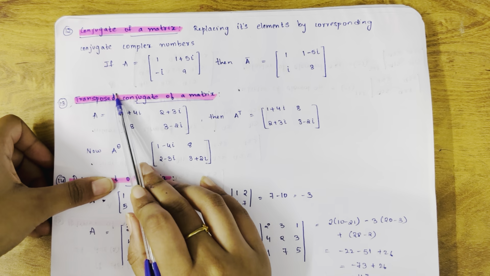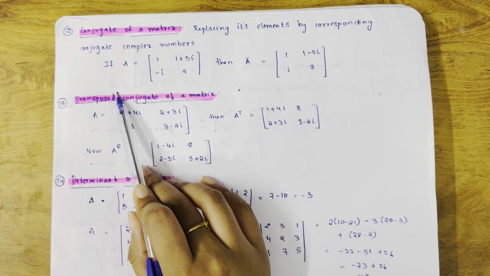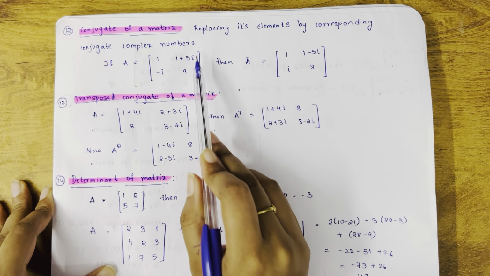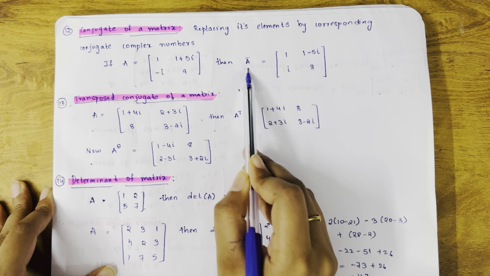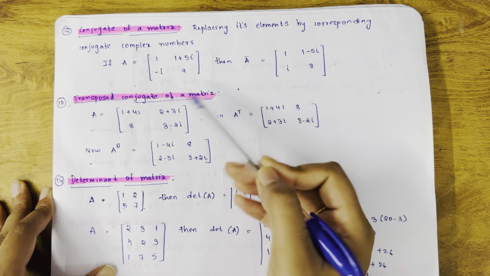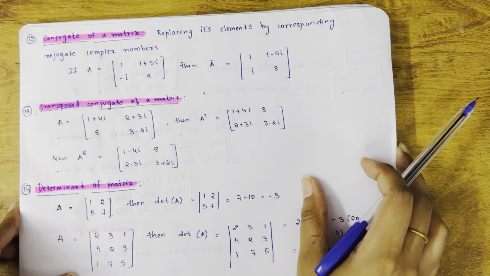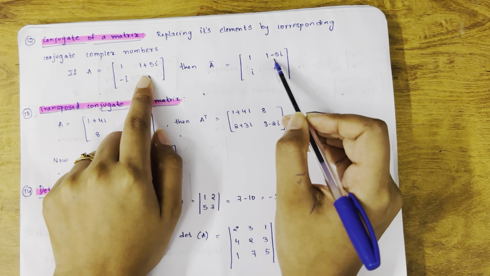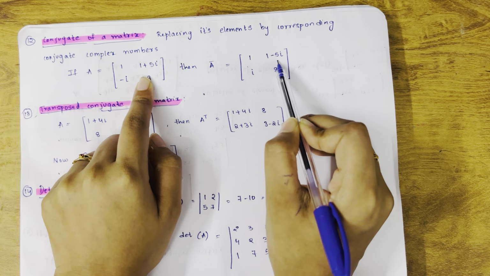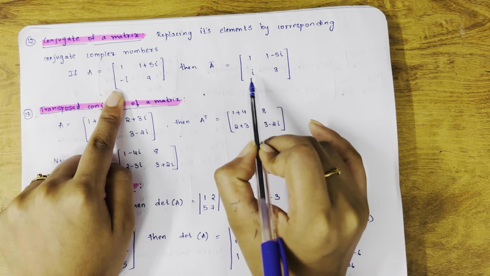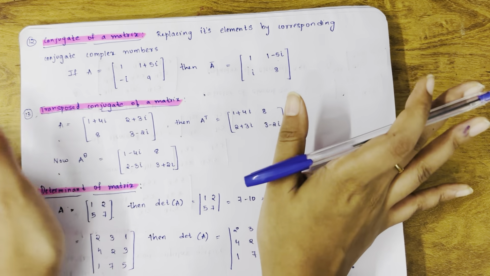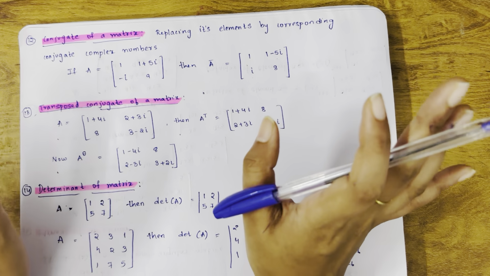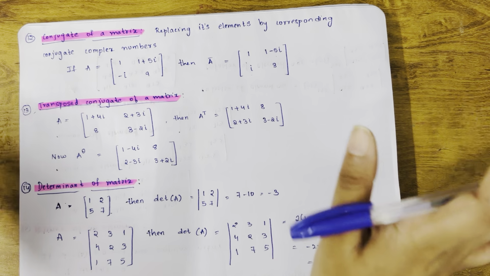So we have A equals 1 minus i, 1 plus 5i, 9. So A conjugate, this is the symbol we use. To find the conjugate of a matrix, we write 1 plus i, this is plus 5i, so this becomes minus 5i. And this is minus i, so this becomes plus i. 9 stays as it is. Whatever complex numbers we have, only those signs we interchange. That is the conjugate of it.